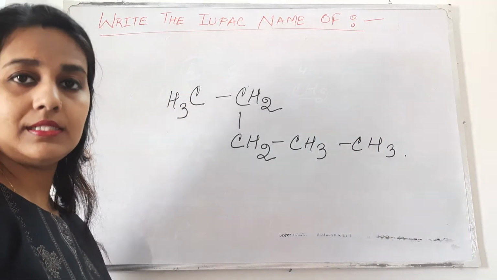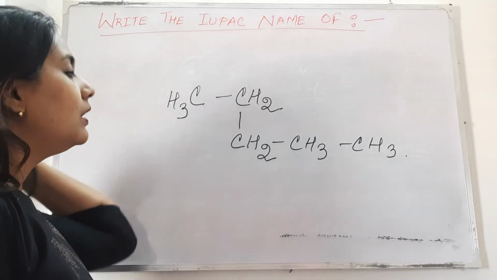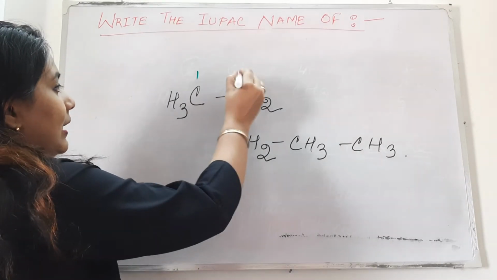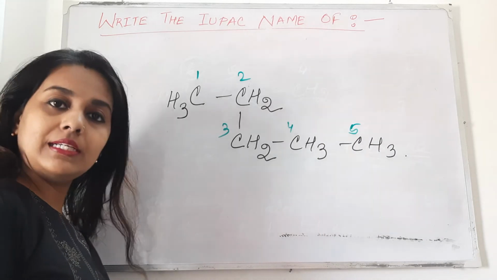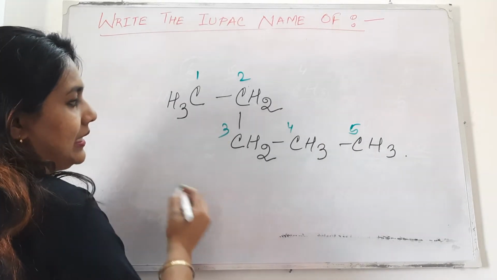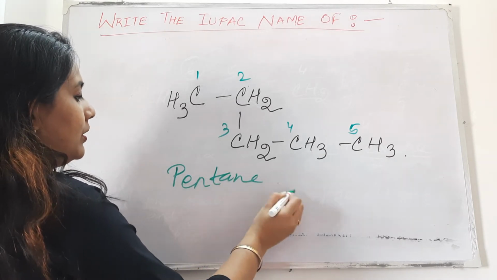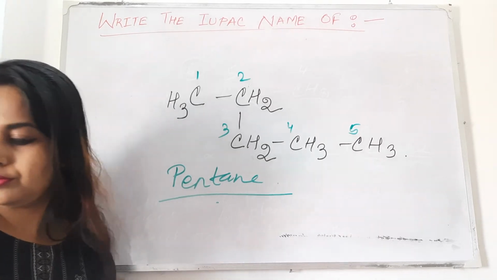Now in this case, it doesn't matter whether it is showing one branch over here, but this is actually the single chain. So 1, 2, 3, 4, 5. This is a single chain. So I have to name it as all the bonds are single bonds. So it is simply a pentane structure. Okay.